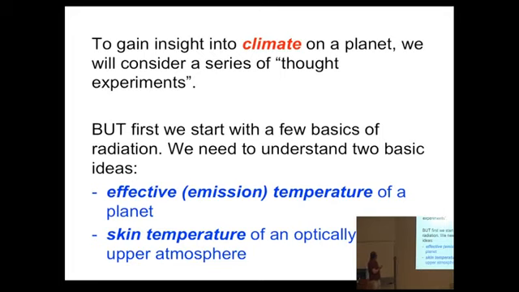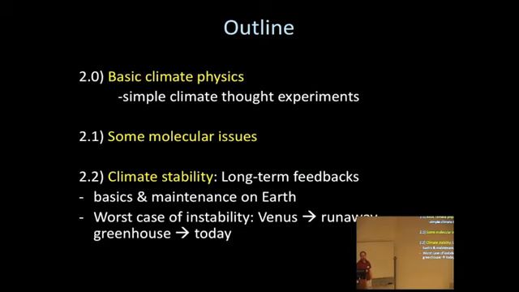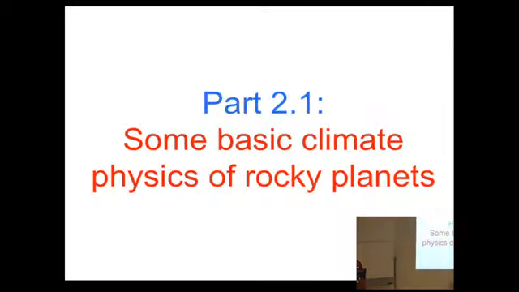So to gain insight into climate, let's consider some simple thought experiments. We'll start with the basics, the emission temperature of a planet, and something which you may not have come across, the skin temperature of an optically thin upper atmosphere. Then a habitable climate on the Earth, and then also a particular case when things go wrong, which is the worst case of instability probably, a runaway greenhouse, which illustrates some of the issues of radiation that I'll talk about earlier.